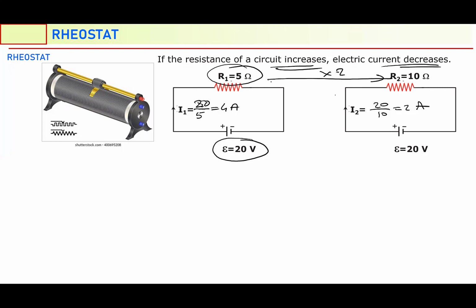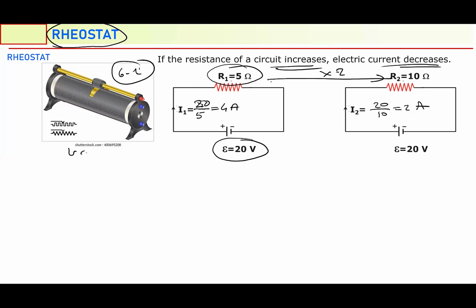Instead of changing one resistor with another one, there is a device which is called Rheostat. Yes, this is also another important device. We will talk about chapter 6, section 1, Rheostat. Rheostat is a device which is used to change the electric current of a circuit. Rheostats are in fact variable resistors.